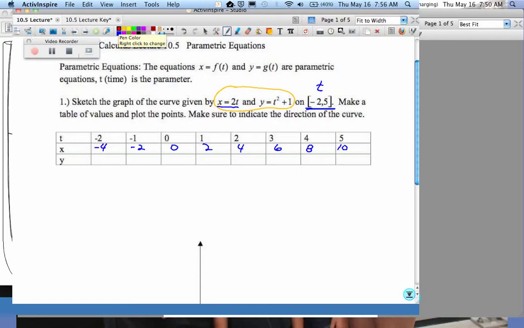Then we're going to do the y equation. So we're going to take our values and plug them into the t squared plus 1. So you're going to square it. 4 plus 1 is 5. Square it is 1 plus 1 is 2. 0 squared is 0 plus 1 is 1. 1 squared is 1 plus 1 is 2. 2 squared is 4 plus 1 is 5. 9 plus 1 is 10. 16 is 17. 25 plus 1 is 26. Okay?